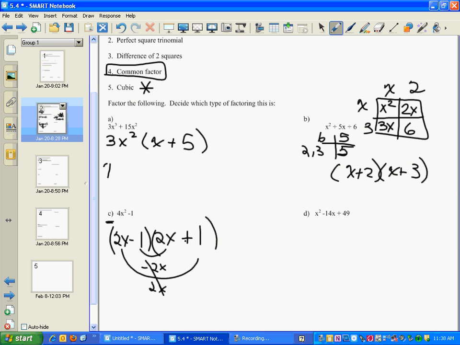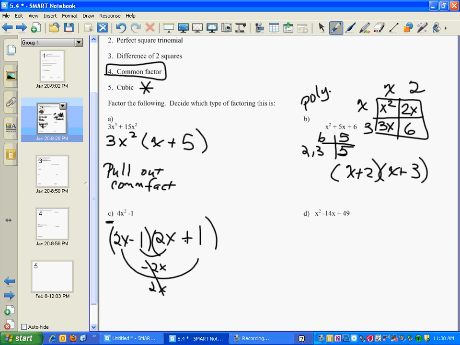A, this was a pull out, common term or common factor. And this one was just your traditional polynomial, right? Okay.